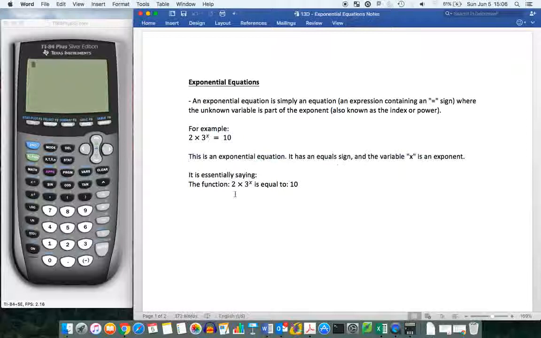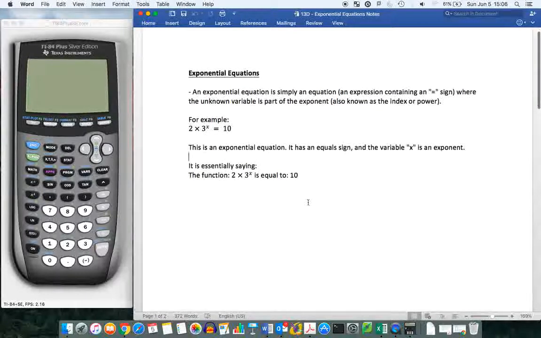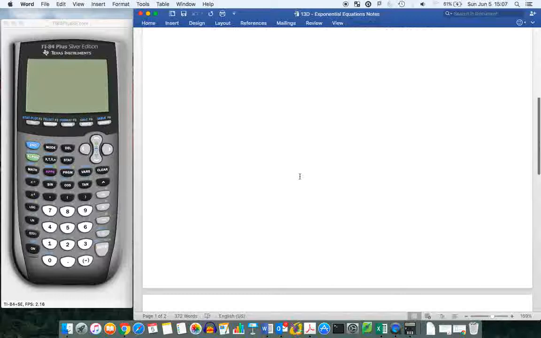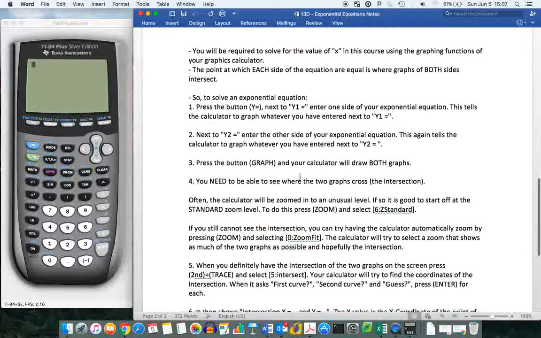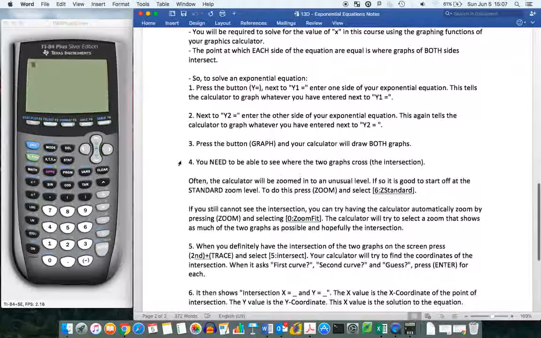So basically it's saying, just like I said before, the function 2 times 3 to the power of x is equal to 10. And the whole purpose of this next part of the course is working out what power of x makes this function equal to 10. The way we do that is not through algebra. We are going to use the graphics calculator to do that. So you have no option, you need to have a graphics calculator, and you're going to be using the graphing functions of it.